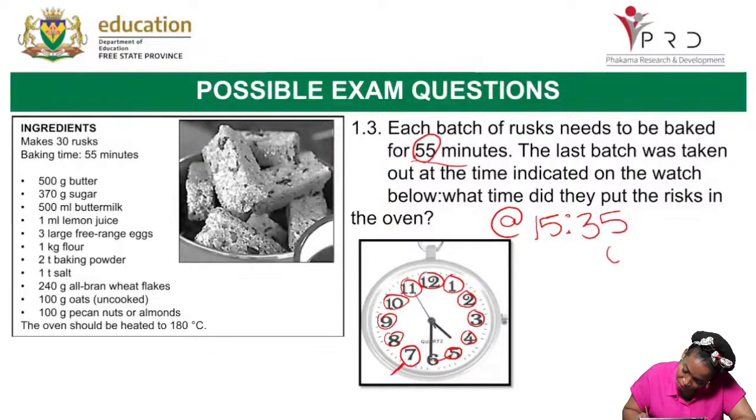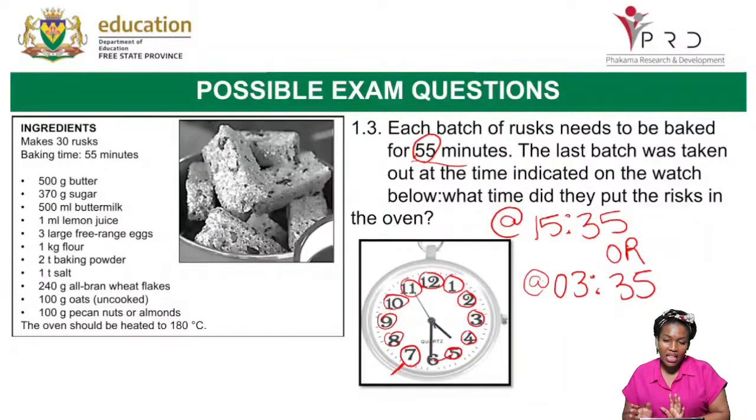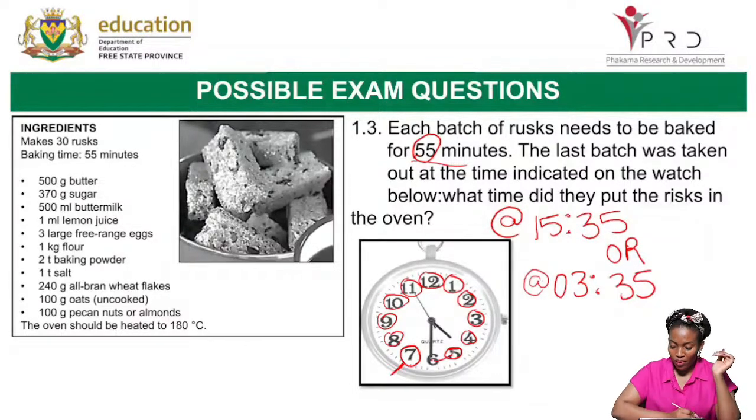So it can either be at 15:35 or it can be at 3:35, because they didn't indicate whether the time was in the morning or in the afternoon. But this is the time where they put the rusk in the oven.